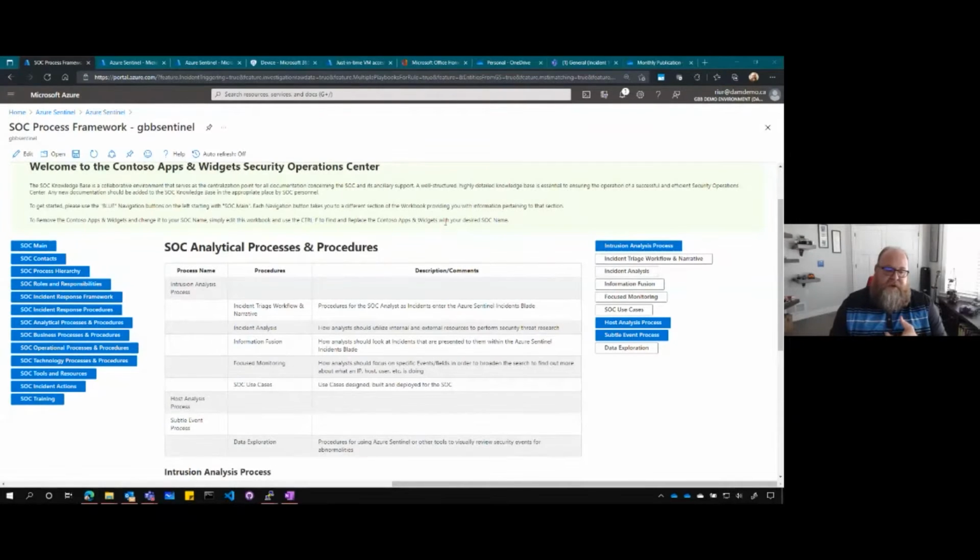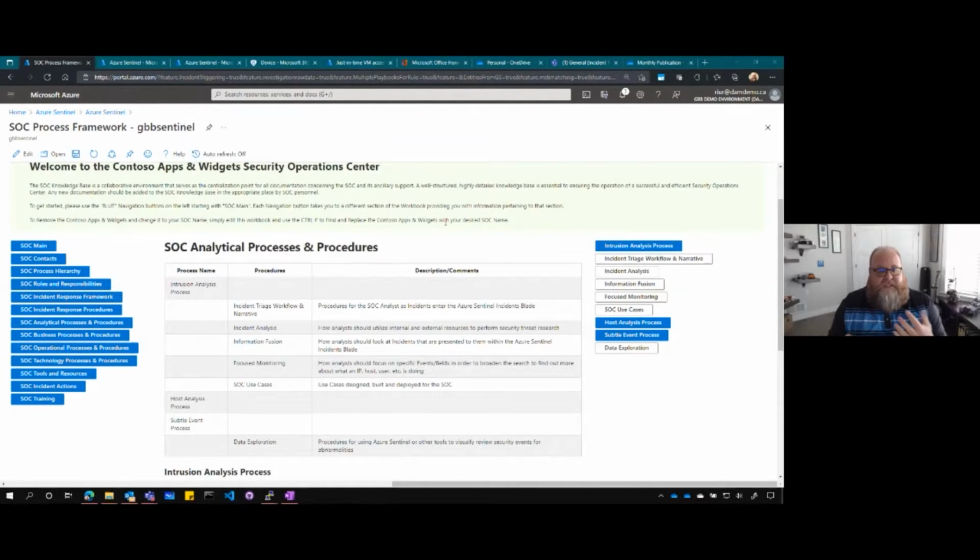Today we're going to talk a little bit about the SOC analytical processes and procedures. We're going to dive into these next sections of the workbook per the next videos. So we have a few sections that we want to cover. We're going to cover the analytical processes. We have some business processes, operational processes, and technology processes.